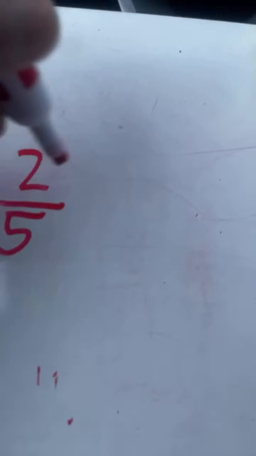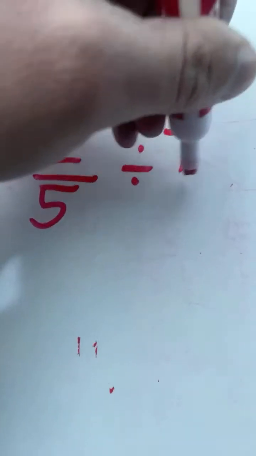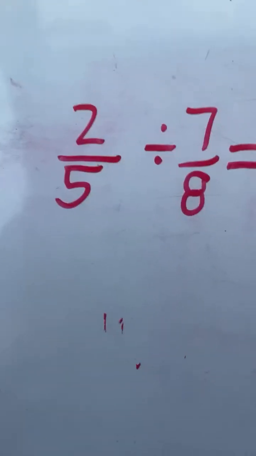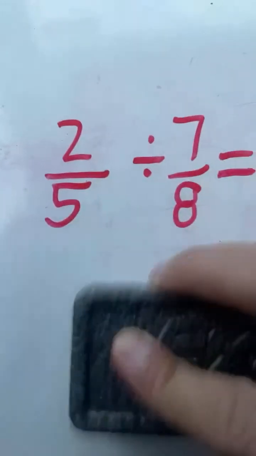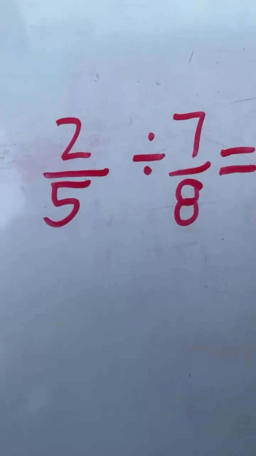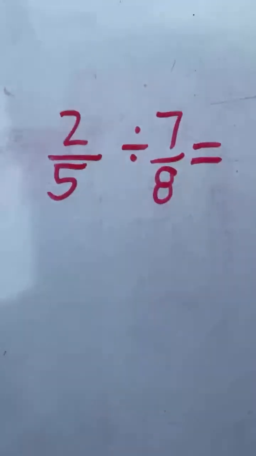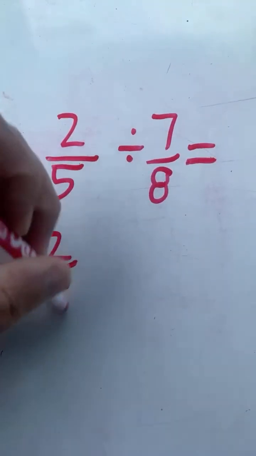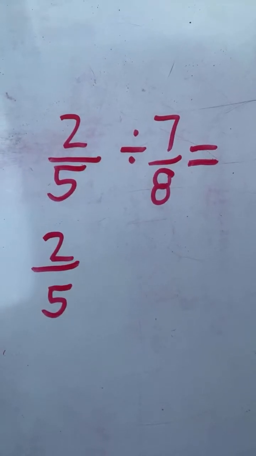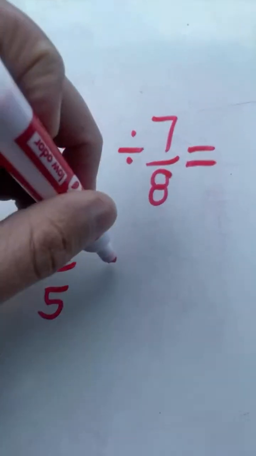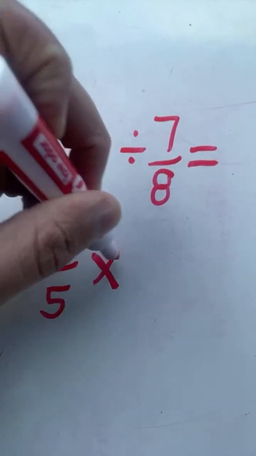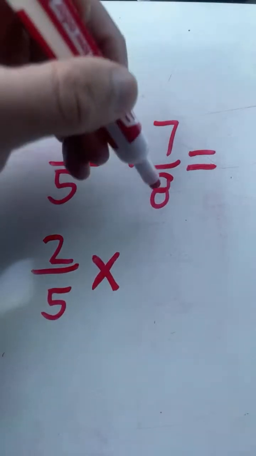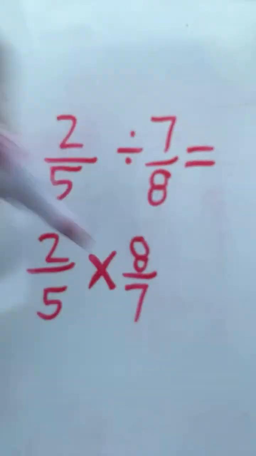All right, 2/5 divided by 7/8. That is our second problem. Let me get rid of some of the remains from the first problem here. Step one, we keep. We're going to keep the first fraction exactly the same. Step two, we change. We change the division sign to a multiplication sign. Step three, we flip. So the 7/8 becomes 8/7. Keep, change, flip.